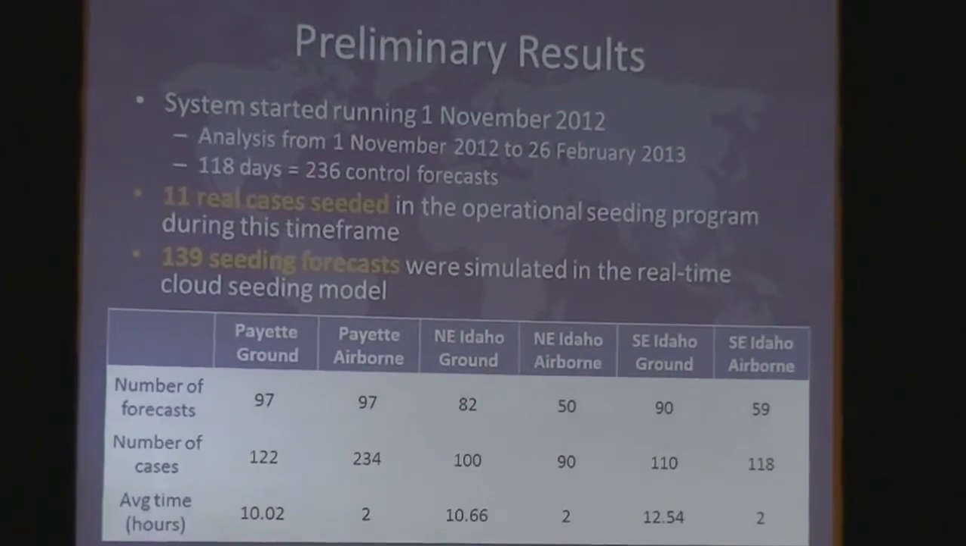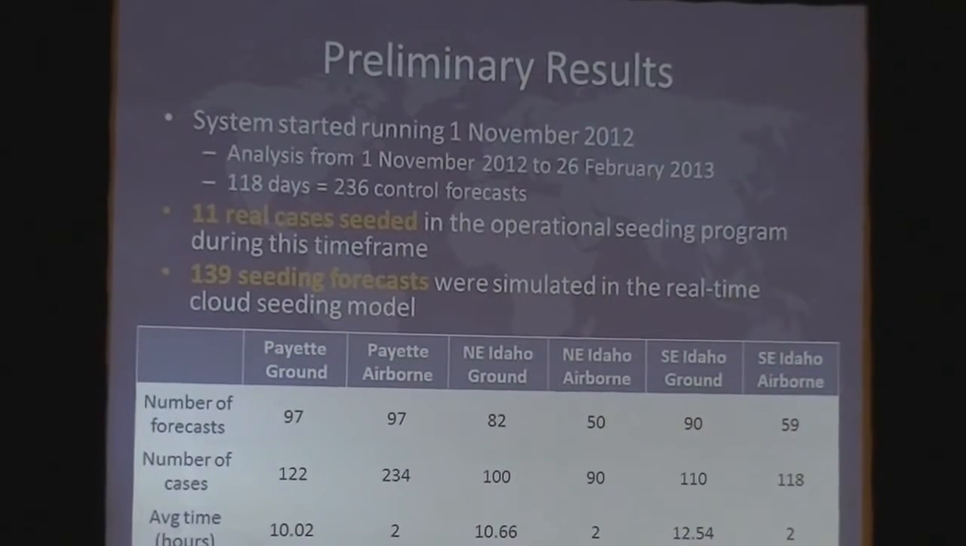Of those 236 control forecasts, 139 of them have called at least one seeding case in one of the 3 regions, either ground or airborne. Now, during this period, 11 real cases were actually seeded in the operational seeding program. Don't be too alarmed by this disparity yet, because a real seeding case typically lasts 12, maybe 24 hours or more, whereas this seeding forecast is run every 12 hours out 48 hours. I did forget to mention these are 48-hour forecasts that we're looking at. So if a seeding case is being very well forecast, it can show up in multiple runs of that forecast. And I'll give you an example to show you when that happens.